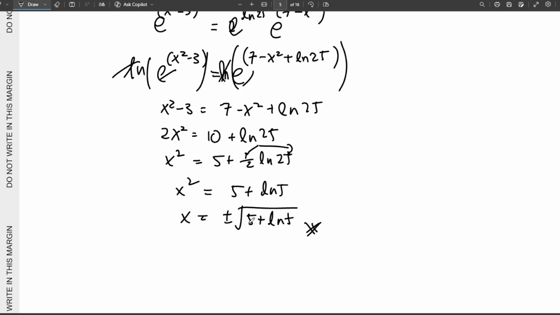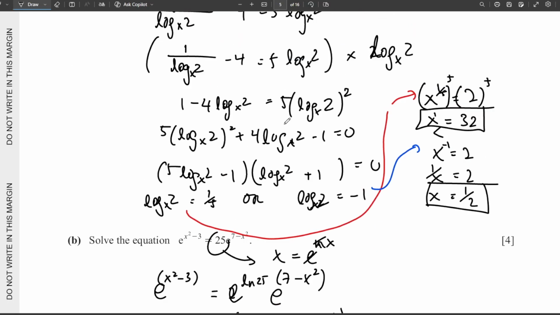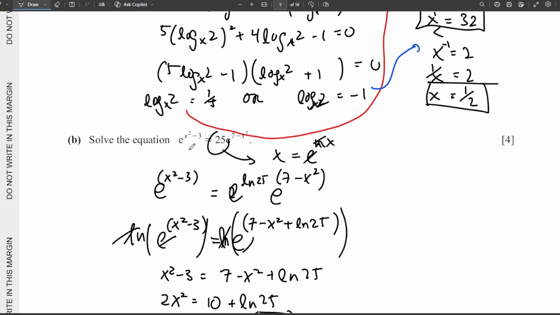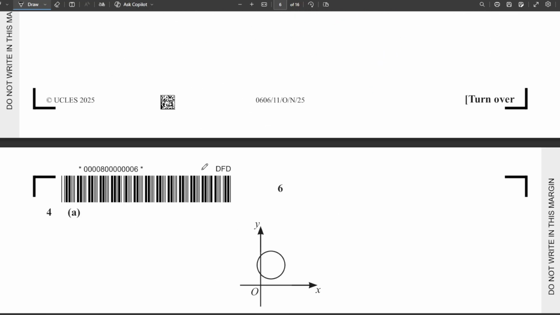So yeah, we can accept both plus and minus. But for some questions you have to be careful. If it's a logarithm, the argument of the logarithm cannot be negative, so you have to be careful. In this case, for the exponent, you can accept any domain.